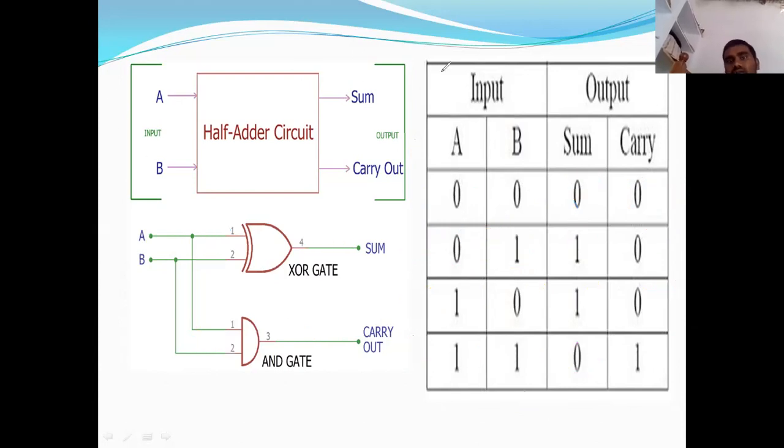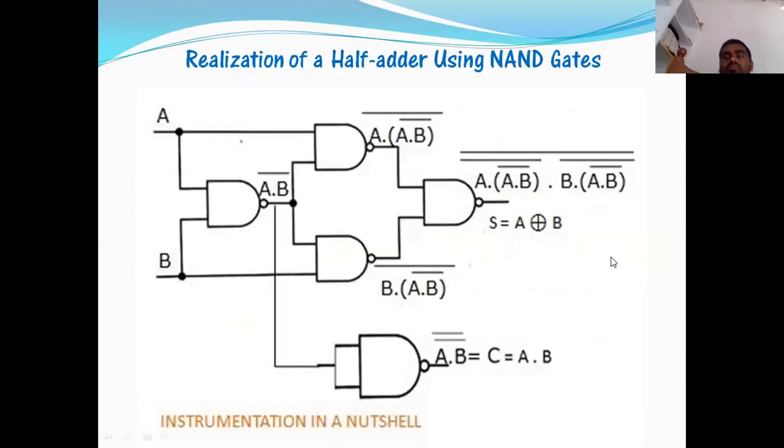So this is the half adder block diagram, and this one is the half adder logic circuit. In this logic circuit, we have two gates, an XOR gate and an AND gate, and we have two inputs and two outputs. That is A and B, and sum and carry. So these two are outputs.